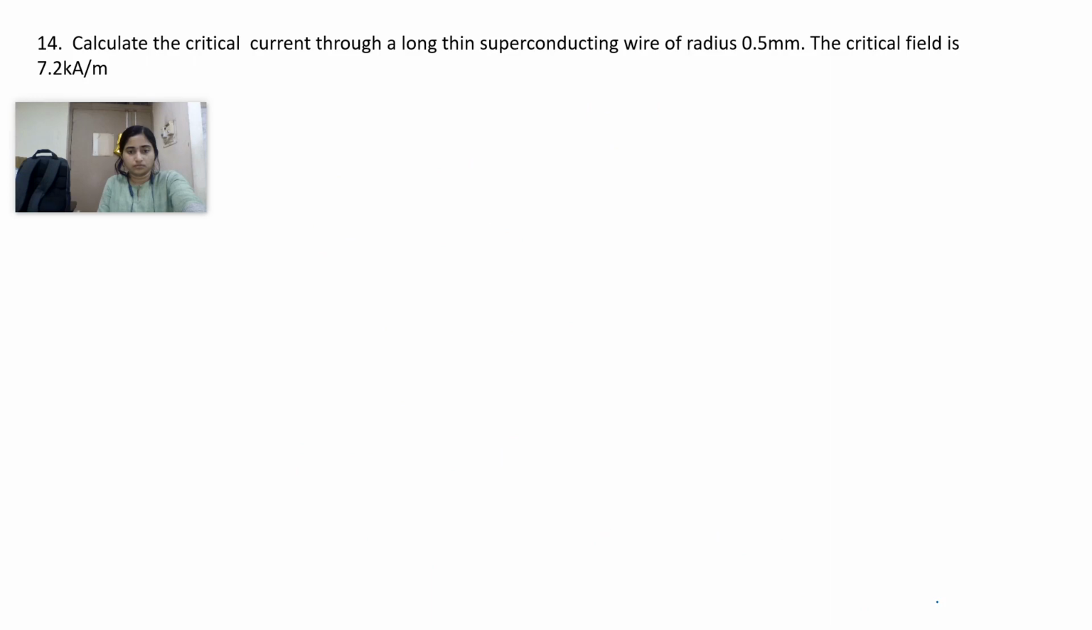Now we have to solve the next problem. Calculate the critical current through a long wire. So here you have to calculate the critical current through a long thin superconducting wire of radius 0.5 millimeter. The critical field is 7.2 kilo ampere per meter. Okay, so now just see what values are given.